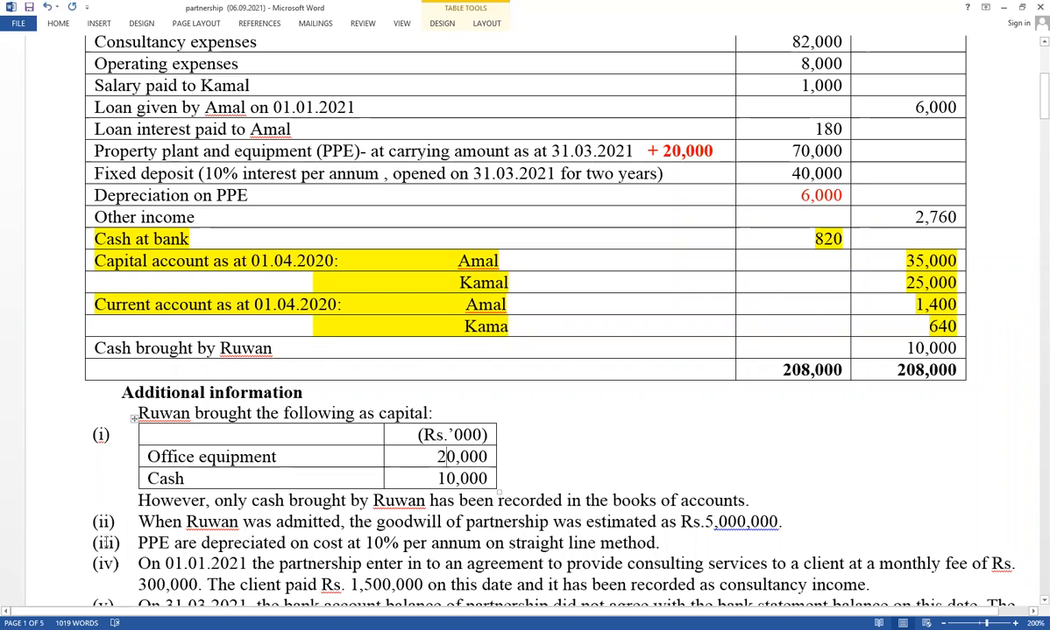At the same time, think about an additional third point. The property, plant and equipment depreciation rate is also given as 10%. Why has it been given? The depreciation expense in the trial balance means that annual depreciation is already recorded. Then why has this rate been given to us? New partner Ruan also introduced office equipment as capital. That has not been recorded. Based on that value, it was not depreciated.